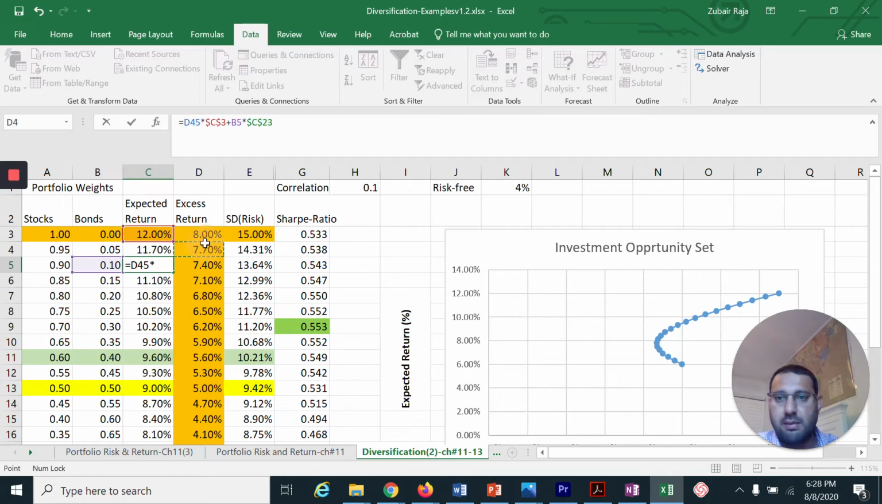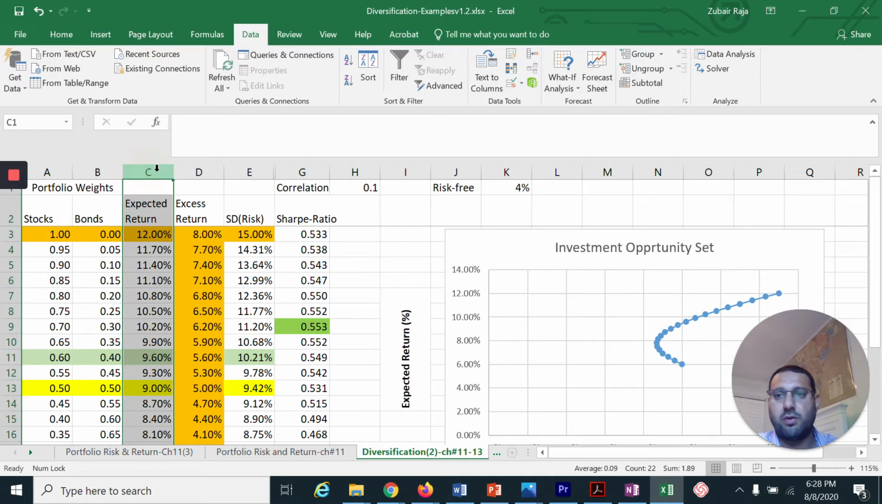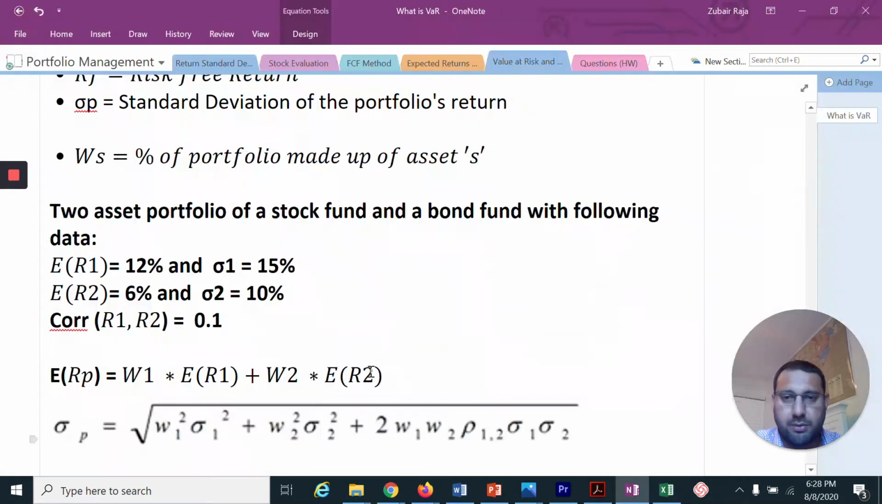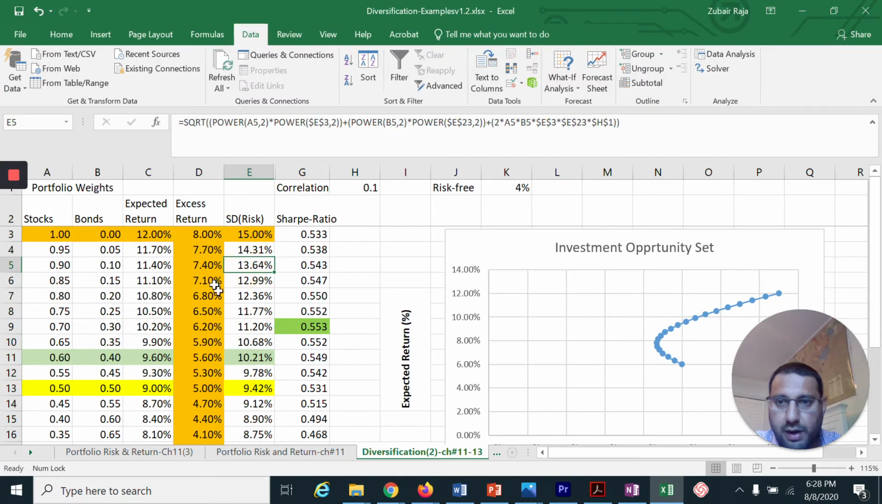So I computed the expected return of the portfolio. So this is the expected return of the portfolio. This C column is giving you the expected return of the portfolio, right? And then this E column is giving you the standard deviation of the portfolio. And how did I compute it? I computed it with this formula. You can see this long formula.